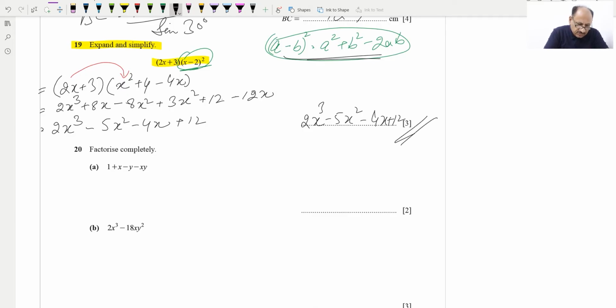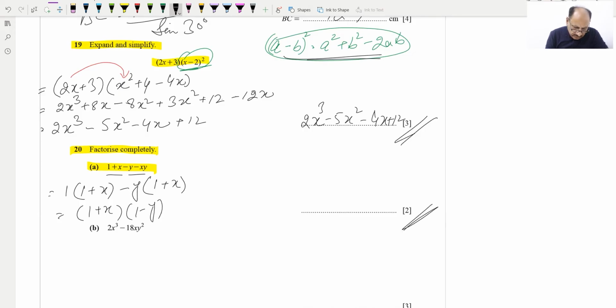This is 3-mark question. And question 20, factorize completely. We need to factorize this. For its factorization we can take these two pairs. So from first pair we can take 1 common, and this will be 1 plus x, and from the second one we can take minus y common, inside will be 1 plus x. Now we can write this as 1 plus x and 1 minus y.